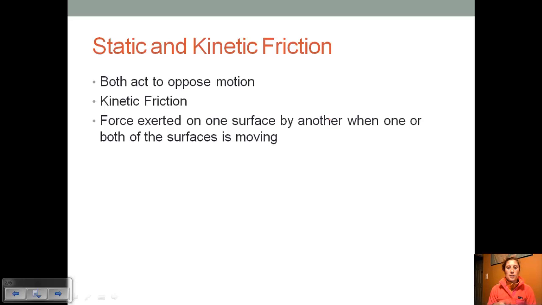When you go outside in the wintertime, if your hands are cold, you usually rub them together and it makes them warmer. That's due to kinetic friction. The surfaces are moving and creating this friction.